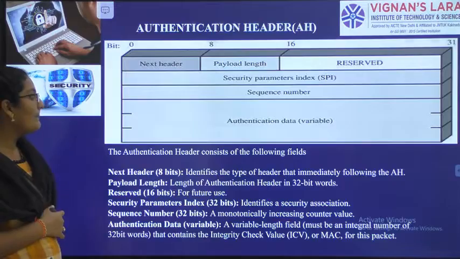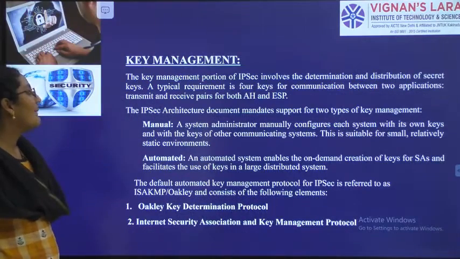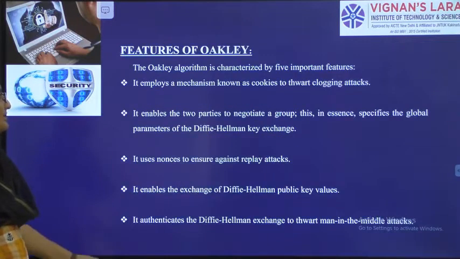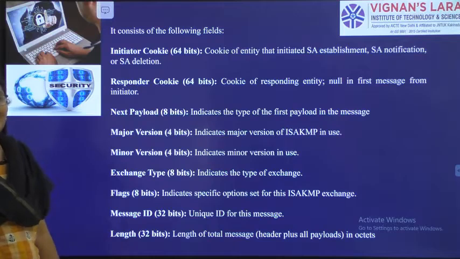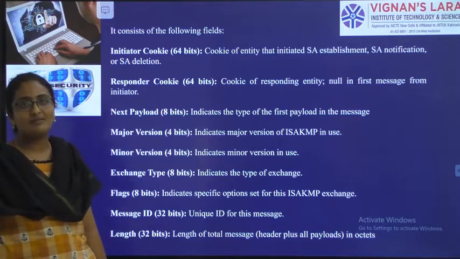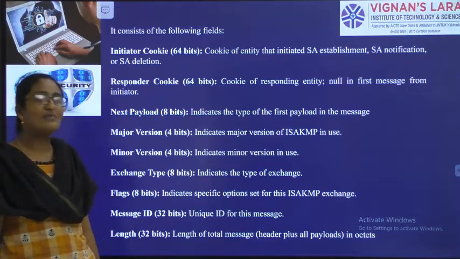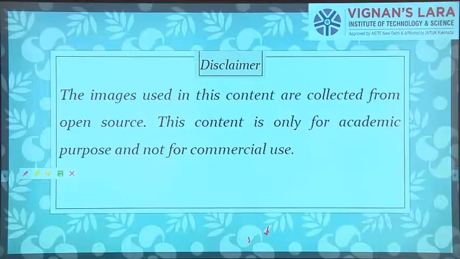So we'll see what the sizes are. Length, the total length of the message, 32 bits. Message ID, 32 bits. Flags, 8 bits. Exchange type, whether you are exchanging manually or with connection or without connection, 8 bits. Major version, minor version, 4 bits each. Next payload, 8 bits. Responder cookie, nothing but receiver. Initiator cookie, nothing but sender, 64 bits.